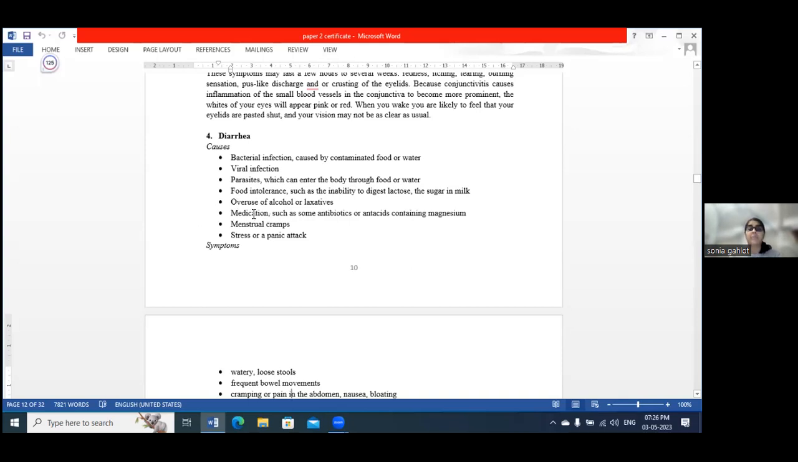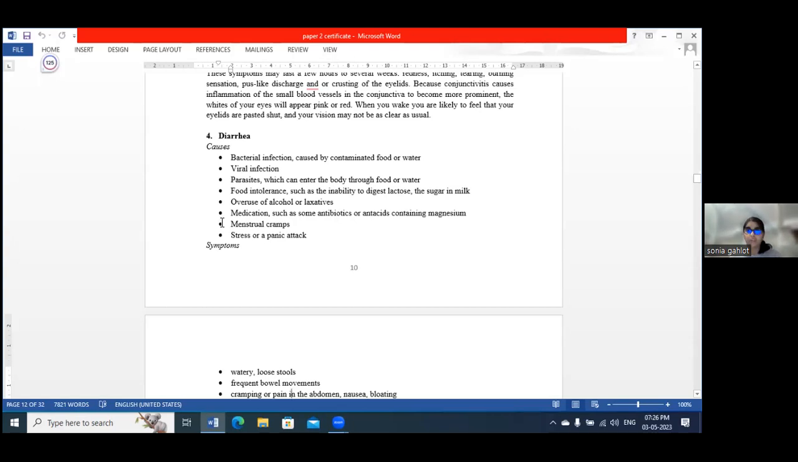Then there is medication. Sometimes what happens, medication: antibiotics and antacids. Now, antibiotics are basically for bacterial infection. If you are continuously taking heavy doses of various antibiotics, that may lead to diarrhea. Then there are antacids. Antacids are basically bases that are taken to neutralize the acid produced inside your body. So, the dosage should be discussed with the doctor, and taking too many antacids and antibiotics may lead to diarrhea.